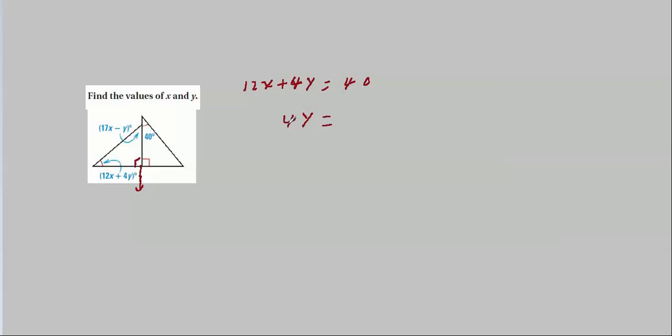Well, let's see, we'd have 4y equals 40 minus 12x, or y equals 10 minus 3x. I think that's right. Okay, so we have an expression now for y. Why would we want that? Well, because we have to solve for both x and y. We've got two variables. It's better if we can get one variable in terms of the other. That way when we substitute in here, we only have one variable to play with.